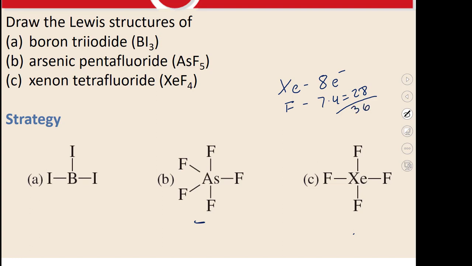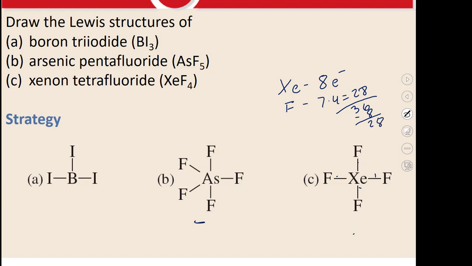How many have we already used making this skeletal structure? Each of these bonds is 2 electrons. How many have we already spent? 8. So subtract off 8 for the bonds. Now we're down to what? 28 again.